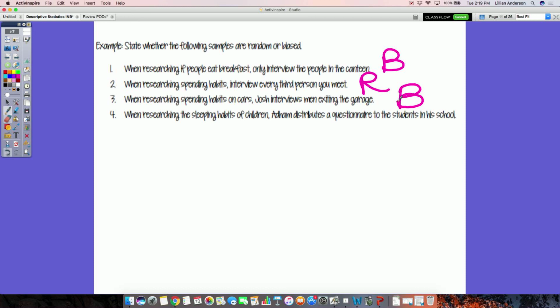And when researching the sleeping habits of children, Adam distributes a questionnaire to students in his school. I think it's biased because you could ask people outside of your school. Exactly. He didn't say the sleeping habits of children at Polk Avenue Elementary. It just says the sleeping habits of children. So this is very much biased. It could be any or all children.